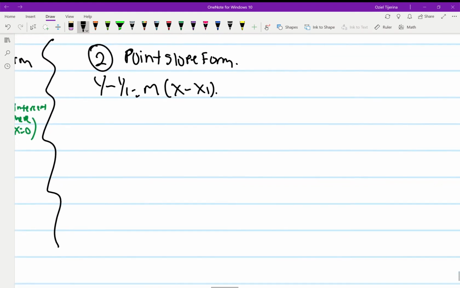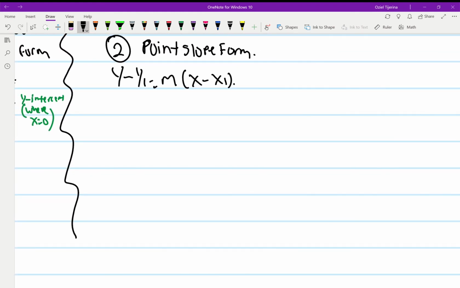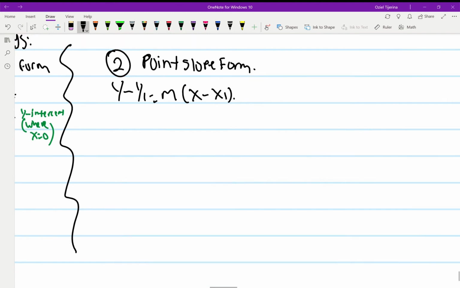Okay, and for point slope form, I'm going to go ahead and do a separate video for that one because I don't want to put too much in one video. So this is going to be probably part 1 for this problem.